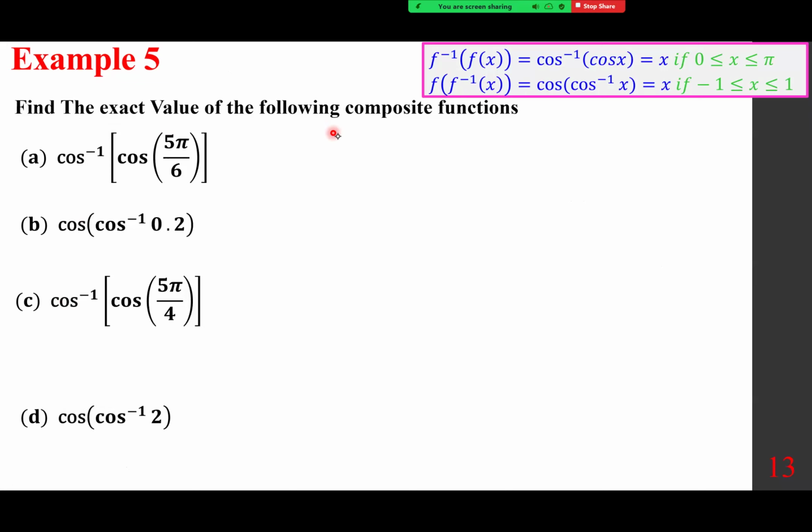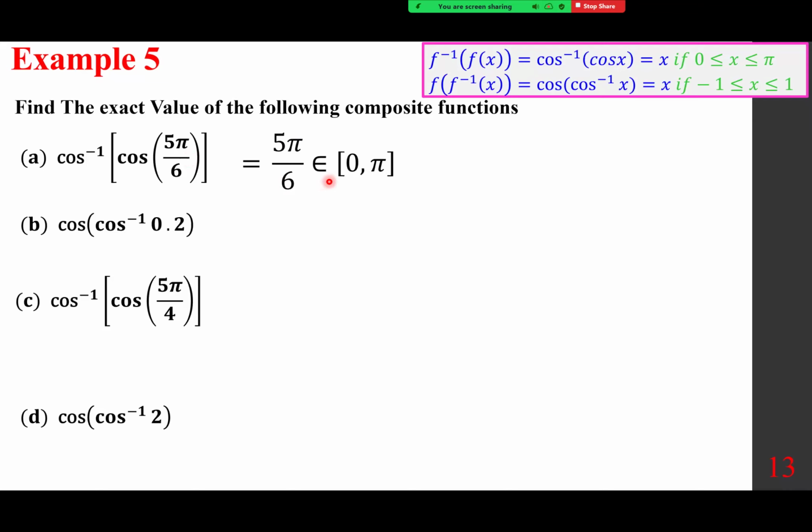Find the exact value of the following composite functions: cosine inverse of cosine of 5 pi over 6. And again, reminding everybody about composite functions, we mean f of f inverse is equal to x as long as we have the right domain. So this must belong to the domain of cosine. And as you know, that is between 0 and pi. Is this between 0 and pi? Yes. The answer is itself. You're done.